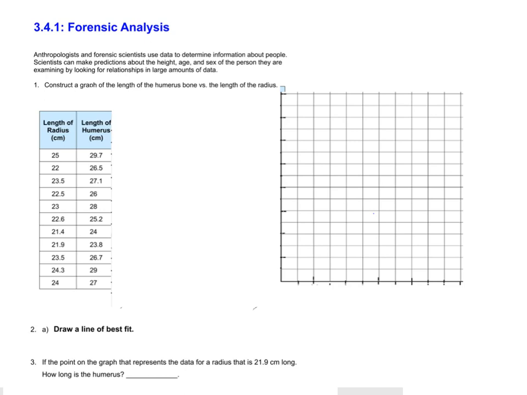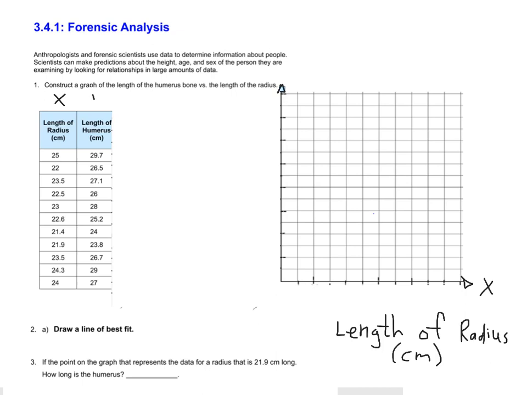So let's take a look at what we're going to label X and Y. So X, we're obviously going to label as the length of the radius, okay? So length of the radius, and we're going to name that X, and that is in centimeters, okay? Your Y-axis will be the other one, the length of the humerus in centimeters. That is your Y-axis. And we're going to have to figure out what the increments are that we're going up by. I mean, this is always 0 for X. If we don't want to go up by 1s or 5s or 10s, we could always make a break.